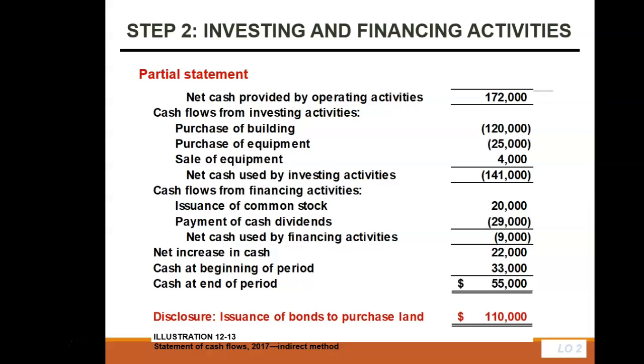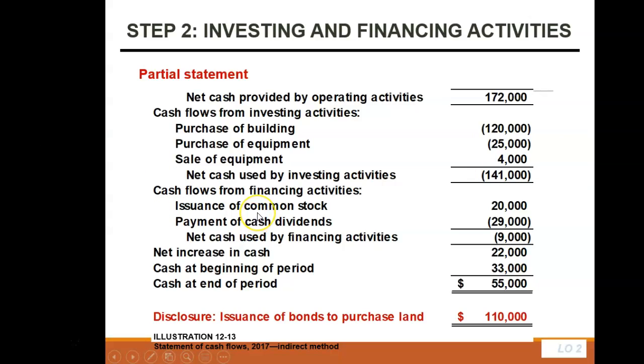$141,000. Now remember that overall, your beginning cash balance was $33,000 and ending balance was $55,000, right? So overall, you have an increase in cash of $22,000. You have three different types of activities. From your operating activities, there's an increase of $172,000. From your investing activities, there's a decrease of $141,000.